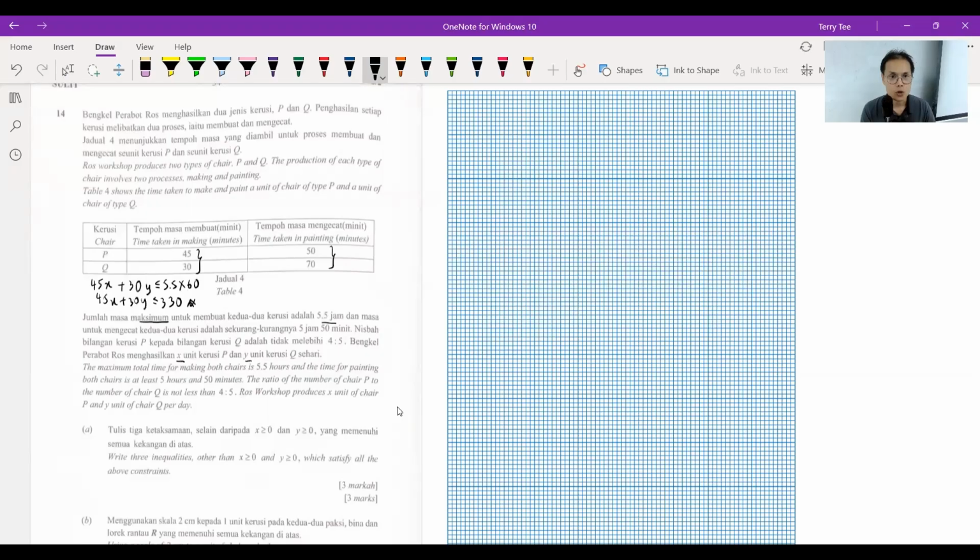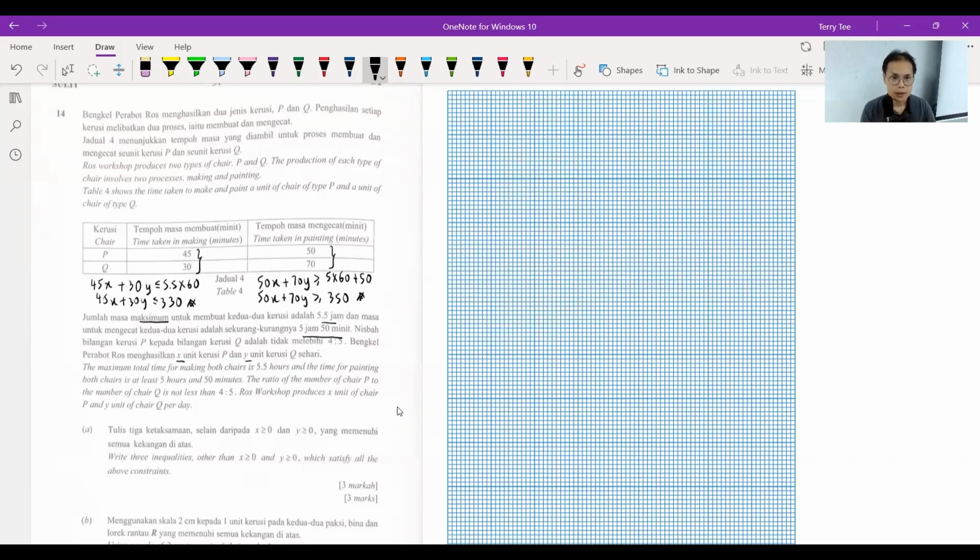Okay, second one is your tempoh masa untuk mengecat, the time taken to paint it. The masa untuk mengecat kedua kerusi sekurang-kurangnya 5 jam 50 minit. So this will be 50x because you make X kerusi P, and 70y because you make Y kerusi Q. Now they say sekurang-kurangnya, which is at least, greater equals 5 hours and 50 minutes. 1 hour is 60 minutes, so 5 hours and 50 minutes is 5 times 60 plus 50. So this is 50x plus 70y greater equals 350. Okay, so I've got the second inequality.